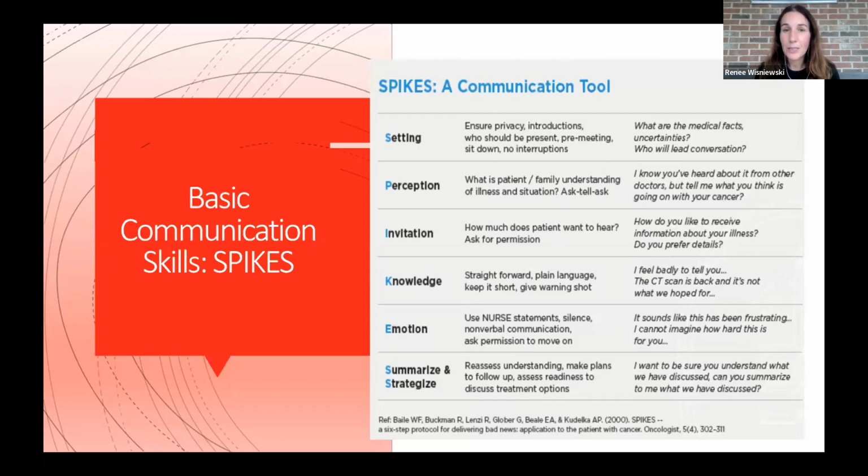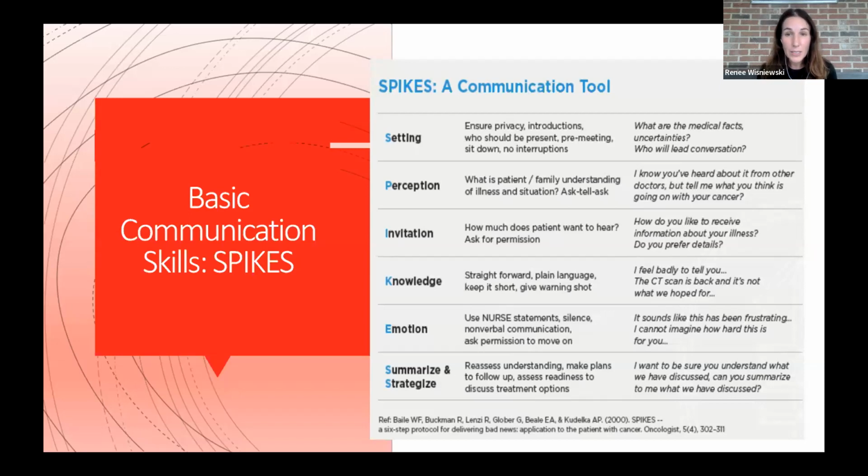And also perceptions. So what is the patient and family understanding of the illness and situation? So this is more of an ask, tell, ask. So assessing what the patient and the family understand, asking. So for example, I know you've heard about it from other doctors, but tell me what you think is going on with your cancer. So that gives you a sense of what the patient or family is thinking. And then you can explain to them and then reassess by saying, so what did you just hear me say, or what's your understanding of the information that I just relayed?